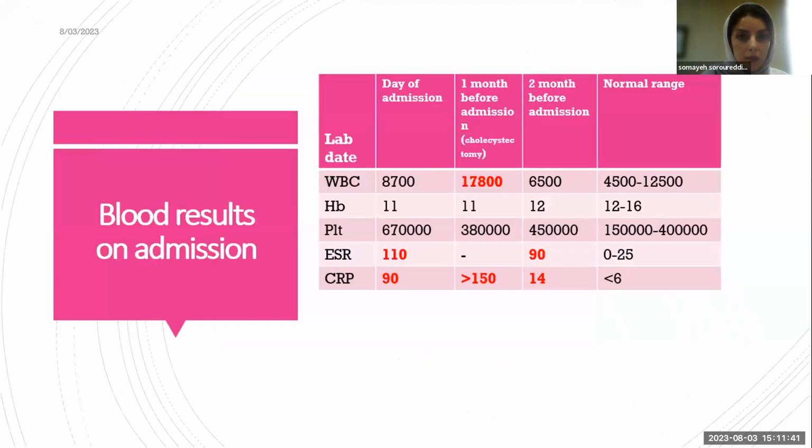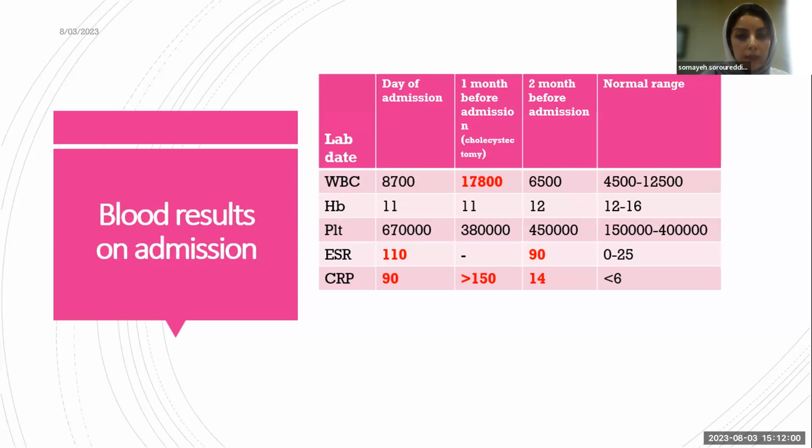Primary test results. Here in this table, you can see the patient's CBC and acute phase reactants from different times before admission. As I mentioned before, 2 months before admission, her ESR was 90 and CRP was 14.